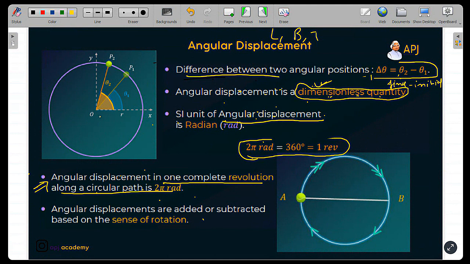In this figure, see this figure. Suppose the particle was standing at this point x. If the particle is standing at point x, what is the angular displacement? It is 0 because the motion has not yet started. If the motion has not yet started, the angular displacement is 0.